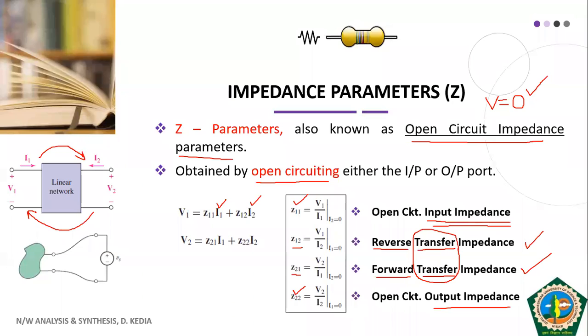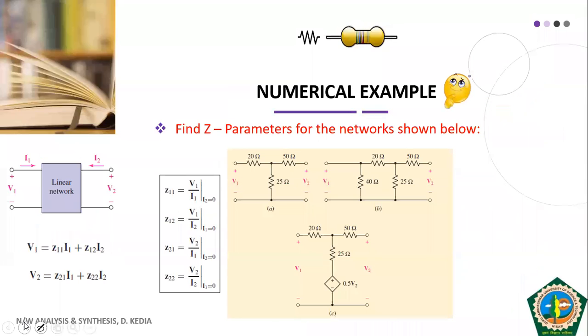Now, as in yesterday's class, we will move to some examples. We will try to find Z parameters the way we found admittance parameters. The word impedance parameters is a bit long to say, so the more popular term is Z parameters. Now we will solve our numericals and try to understand in a better way.